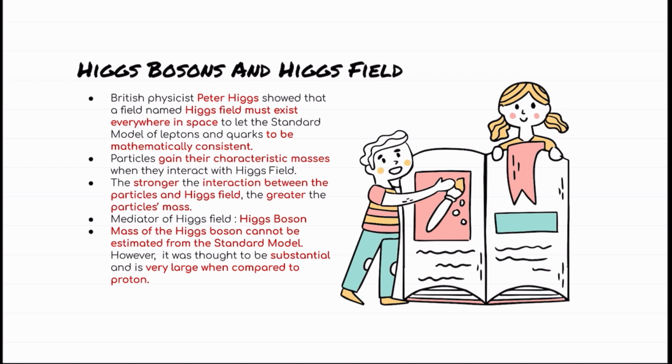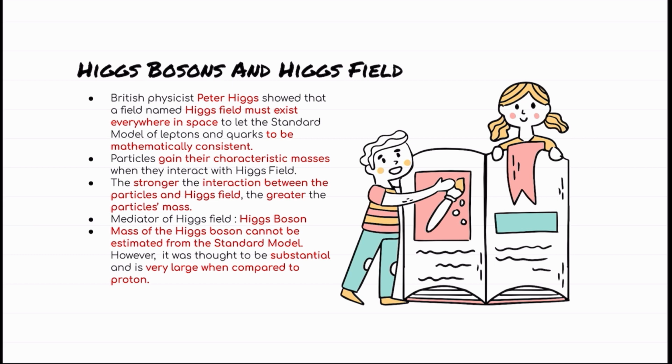The mediator of the Higgs field is known as the Higgs boson, while the mass of the Higgs boson cannot be estimated from the Standard Model. It was thought to be substantial and very large when compared to the proton. In 2012, the first Higgs bosons were detected in collisions between protons that took place inside the Large Hadron Collider (LHC) at the European Organization for Nuclear Research. This suggests that the Higgs field concept is indeed correct.